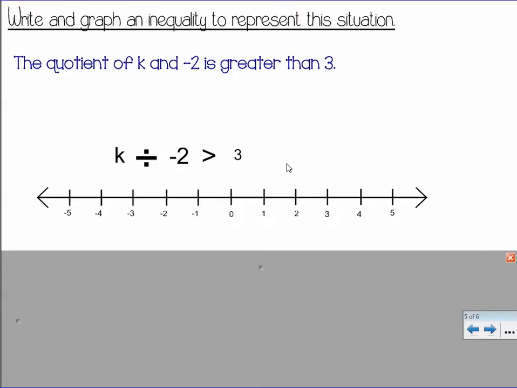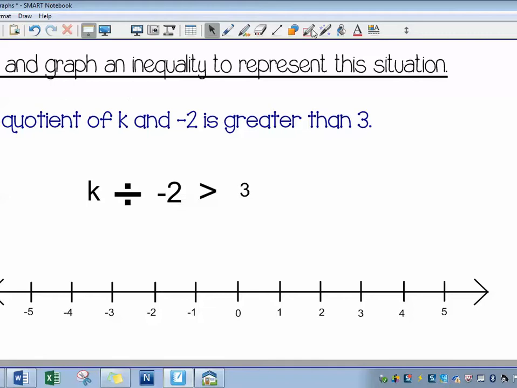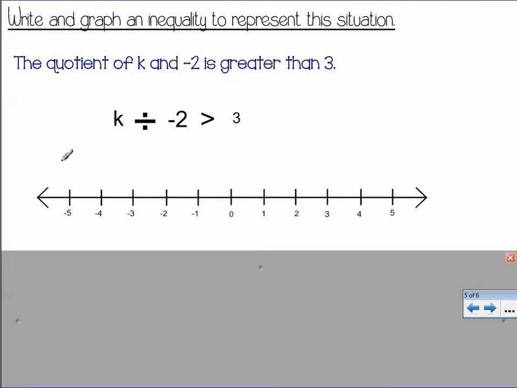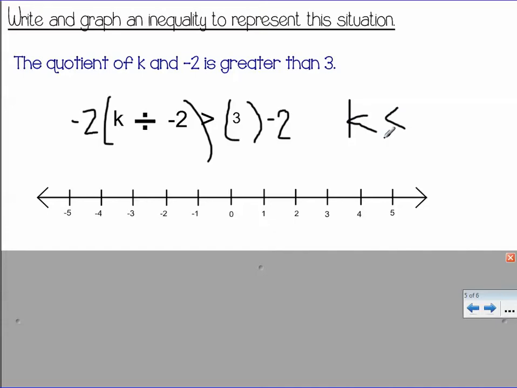Now that solution there, what you'll see in lessons to come is you would multiply both sides by -2. This is my attempt at writing with a mouse, so it's not near as pretty. This part of actually solving it, you won't necessarily have to do in this lesson. So then k would be less than, because the symbol switches, just take my word for it, you'll see that later on in the chapter, -6.